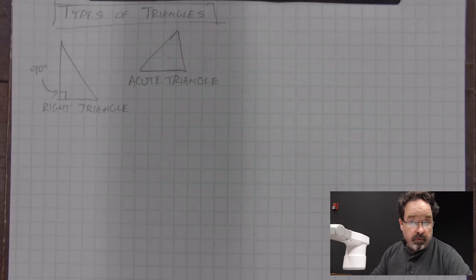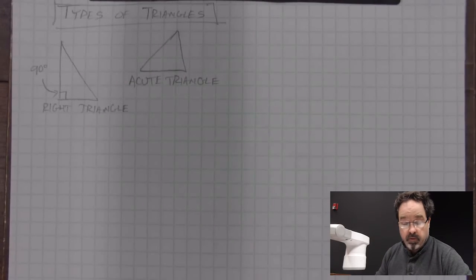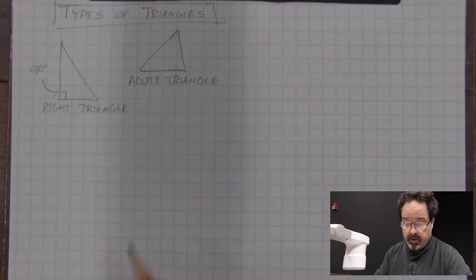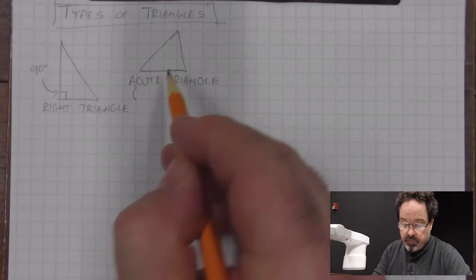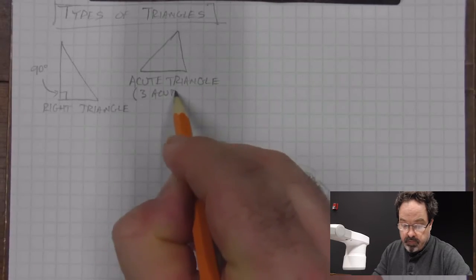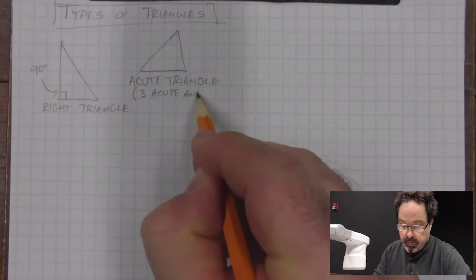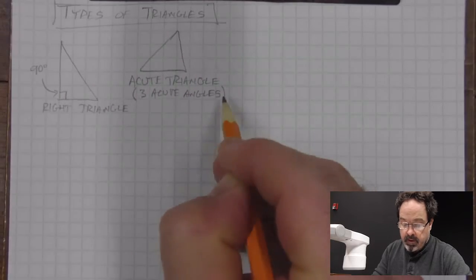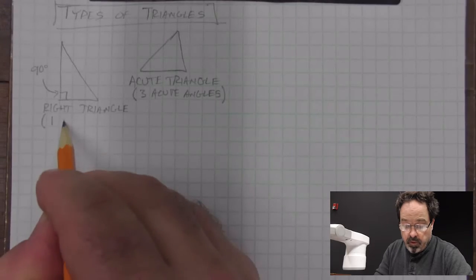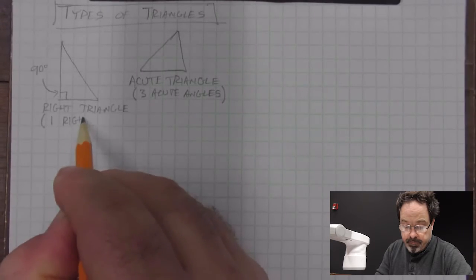These are two different kinds of triangles. We have two different names for them. Their names describe something that's true about that triangle. We'll put in parentheses what's true about an acute triangle: it has three acute angles. And what can be said about a right triangle is it has one right angle in it.